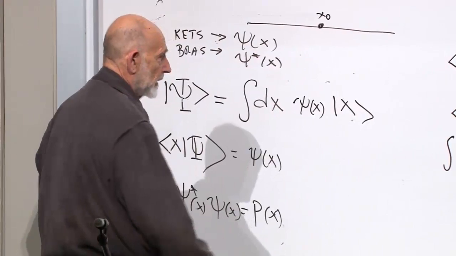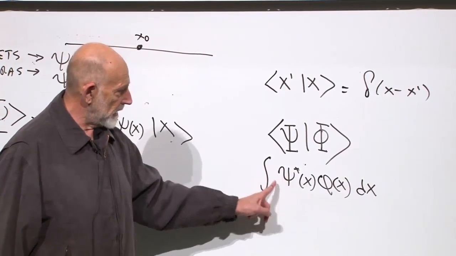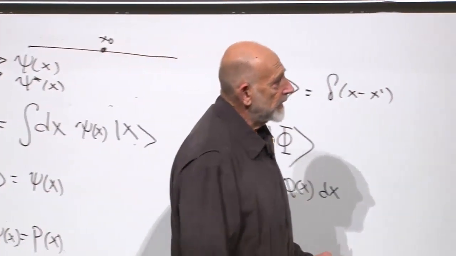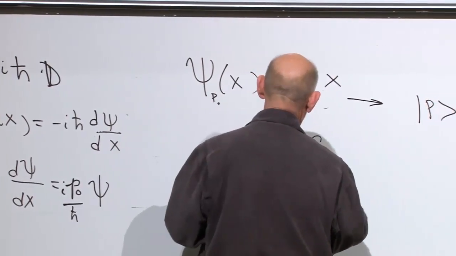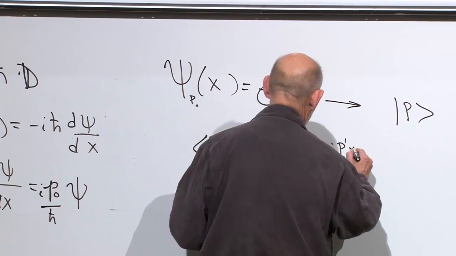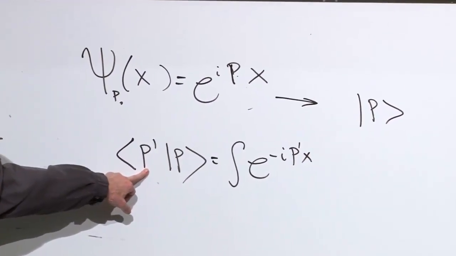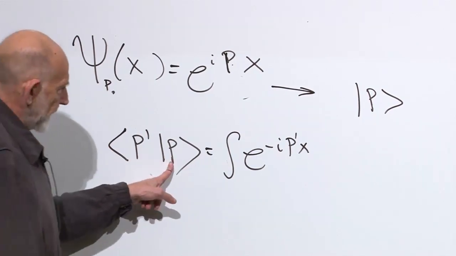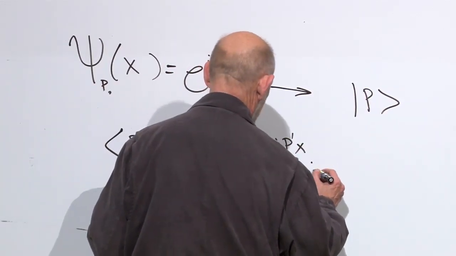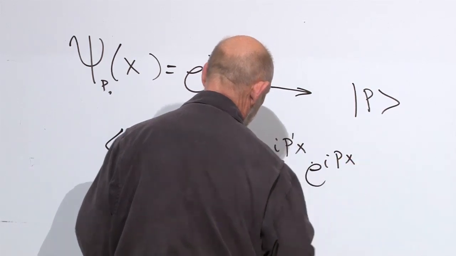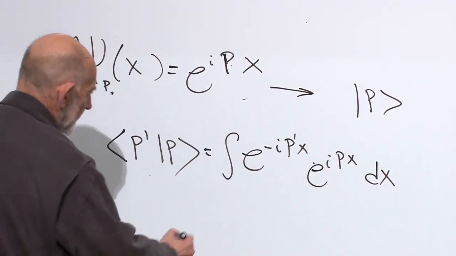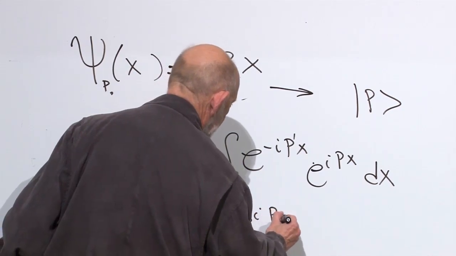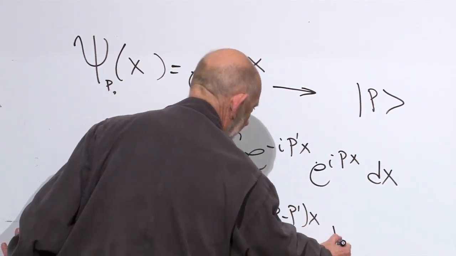Where's our formula for inner products? Here it is, one psi star and one phi. So that means the inner product is the integral of e to the minus I P prime x, that's the wave function of P prime, or the complex conjugate of it, and then the wave function for P, e to the I px, dx, or equivalently, the integral of e to the I (p minus p prime) x dx.